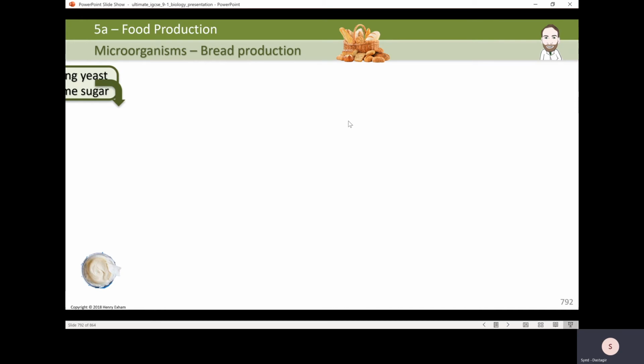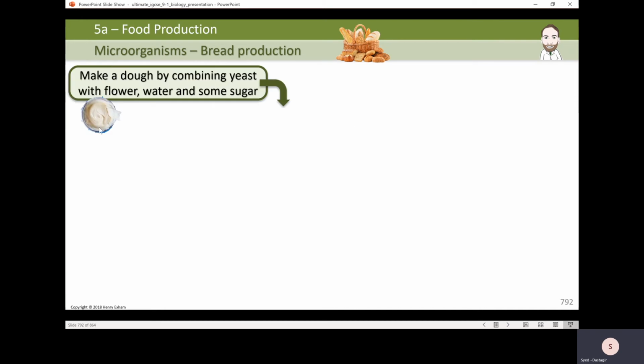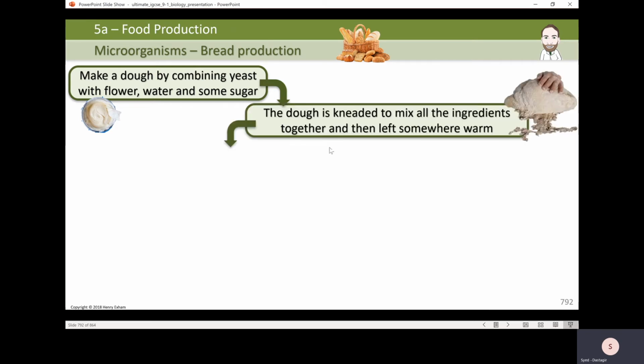So our first step, we make the dough, as you can see by the picture here. We combine yeast with flour. We add water and some sugar for the process to happen. Dough is then kneaded, as you can see here. And we mix all the ingredients together and we leave it somewhere warm.